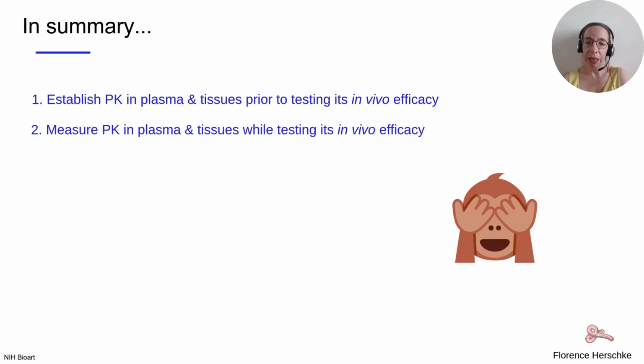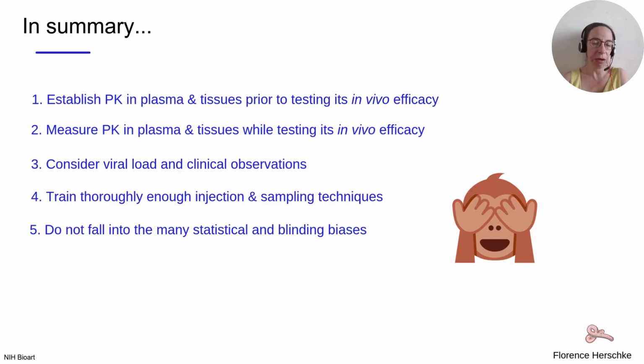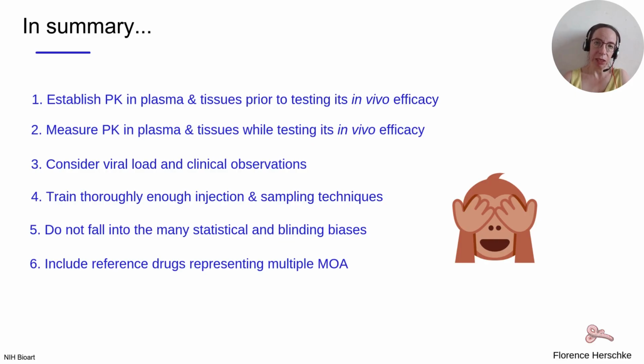In summary, do establish PK in plasma and tissues prior to testing in vivo efficacy of a drug. Do measure PK in plasma and tissues while testing the in vivo efficacy of a drug. Do not focus only on viral loads. Train enough and thoroughly for injection and sampling techniques. Don't fall into the many statistical and blinding biases. Do get the help of a biostatistician if need be. And include multiple reference drugs spanning multiple mechanisms of action.